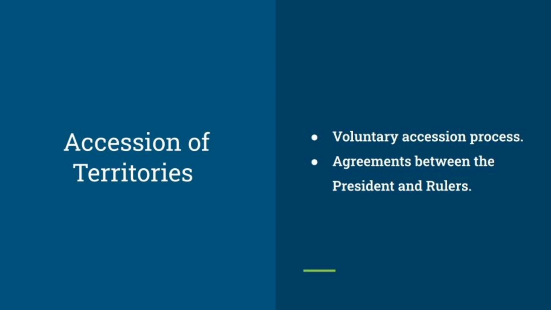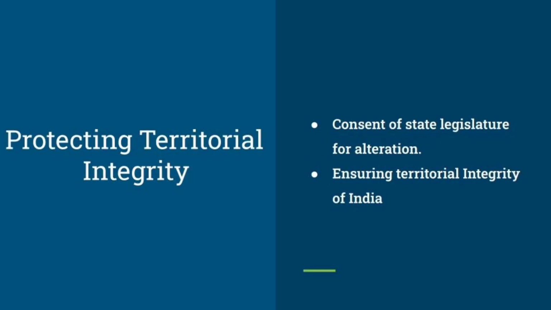It upholds the principle of voluntary accession, that is, any territory can join India by acceding to it. The accession process involves the signing of agreements between whom? The President of India and the ruler of that specific territory. In that agreement, they have to specify the terms and conditions of the merger. Then the sixth point is protecting territorial integrity.